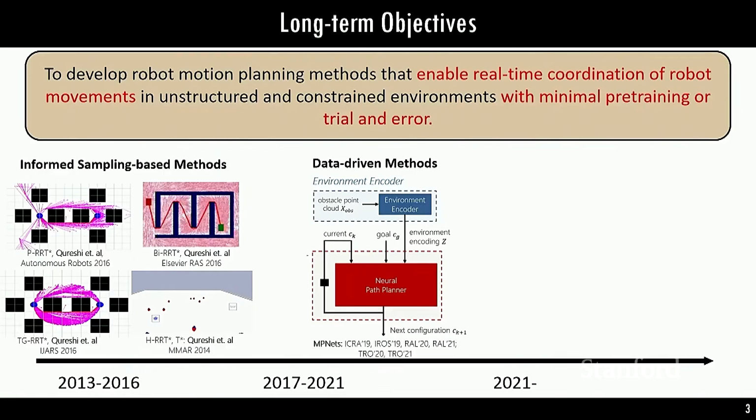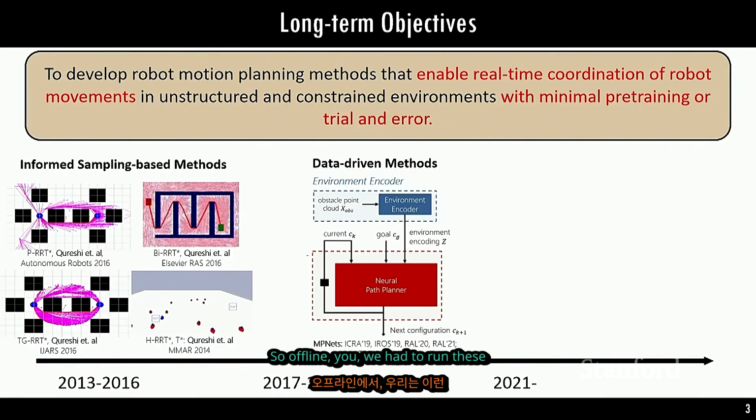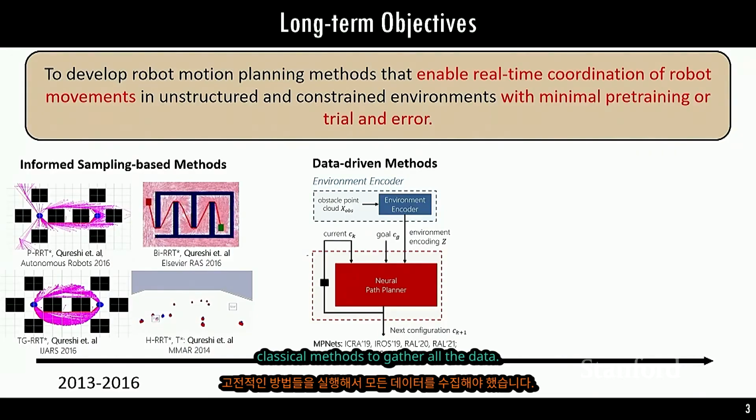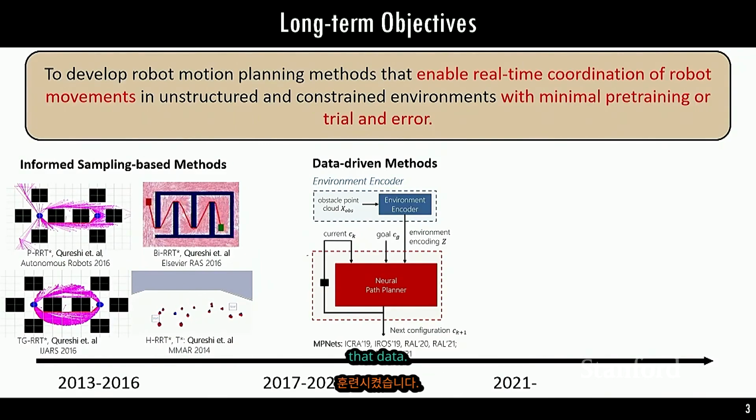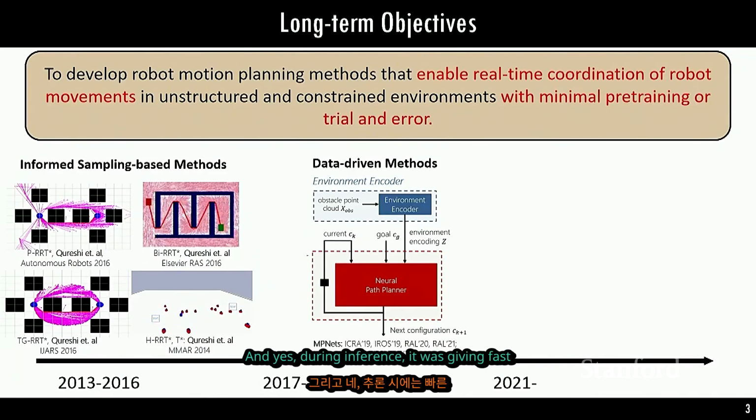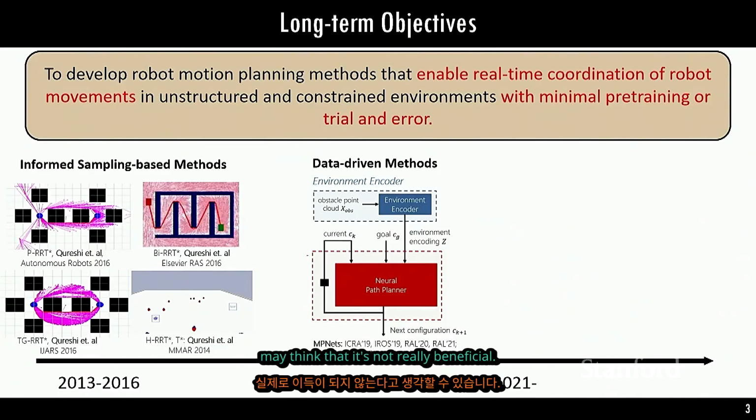the training cost. Offline, we had to run these classical methods to gather all the data, and then you were training these models on that data. And yes, during inference, it was giving fast inference. But if we think about it, were they really overcoming the slow computational speed of these methods? Because if you add the training time, or time spent on getting the data, and combine it with inference time, you may think that it's not really beneficial.